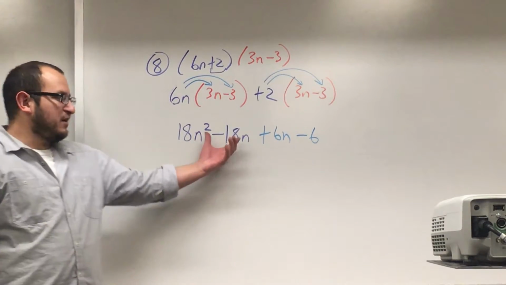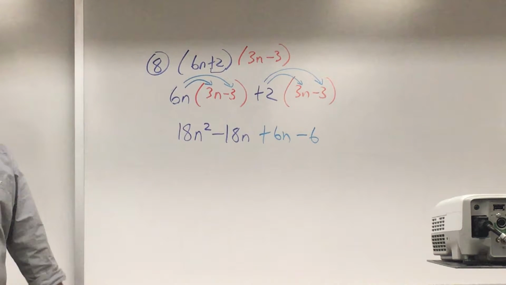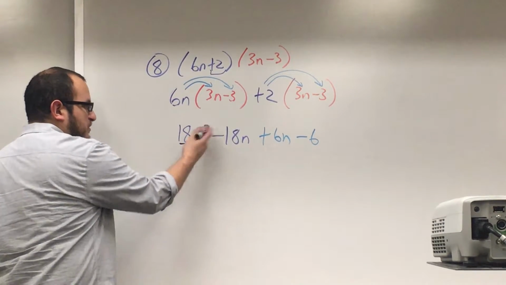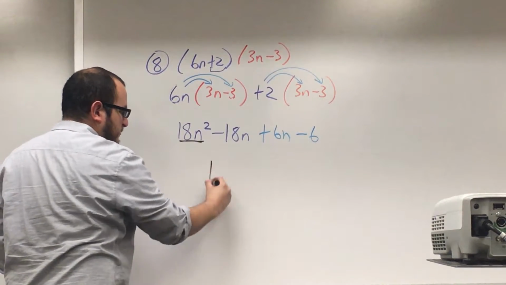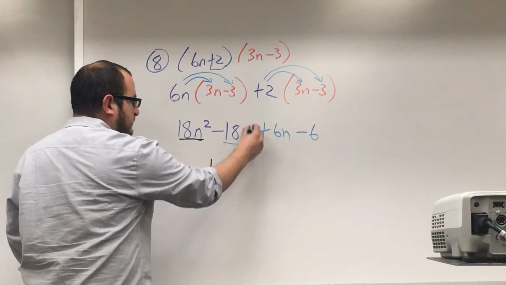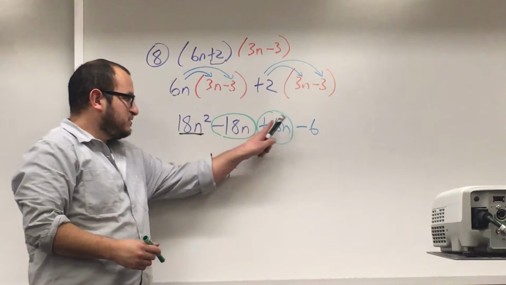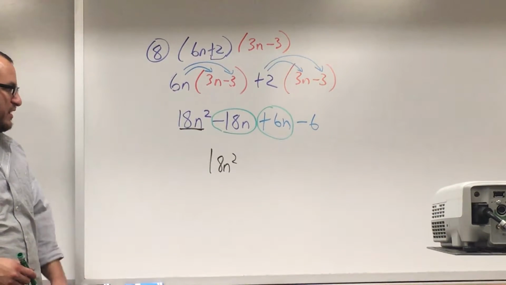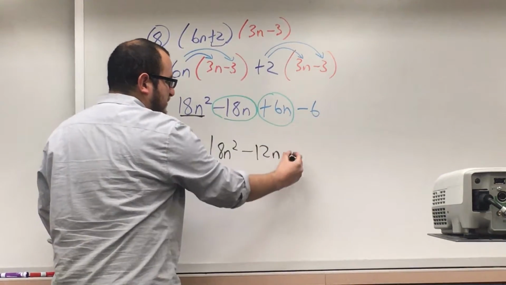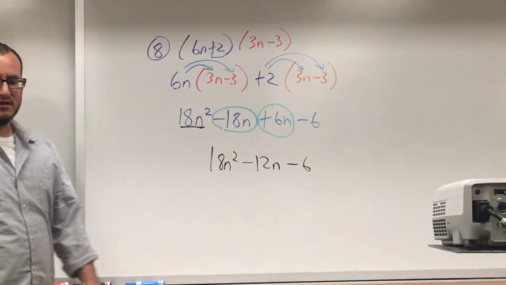And what do you know? This looks a lot like what we did in the first 4 examples. It's just adding and subtracting polynomials. So we're going to take like terms. On 18n squared, there's no other n squared here, so I'm going to bring it down. Negative 18n and positive 6n are like terms because they're both to the degree 1, so you can combine those. Negative 18 plus 6 is negative 12n, and then negative 6, go ahead and bring it down. Since we cannot combine anything, you are done.